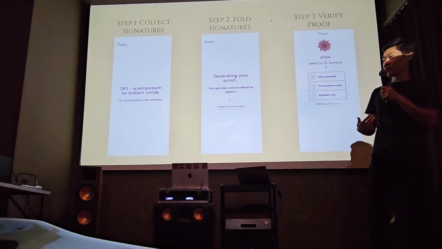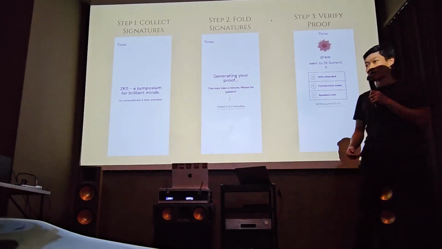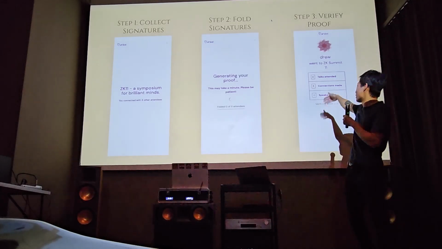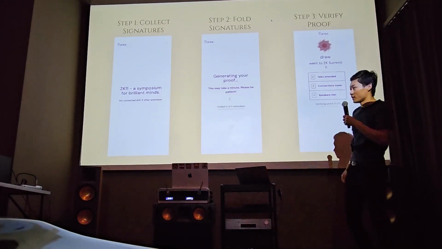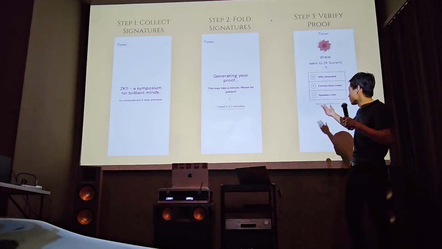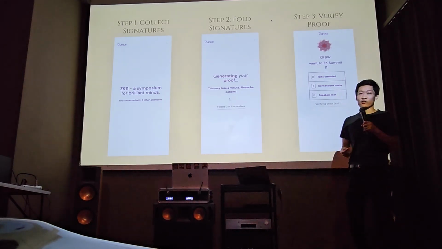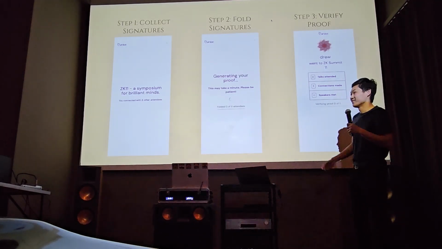And this wrapped proof is something that you can post on Twitter, you can post online, and anyone can go visit this URL and say, oh, hey, this is Andrew. He met 6 people at ZK Summit, but he also didn't go to any speakers. And you can verify this proof yourself again.